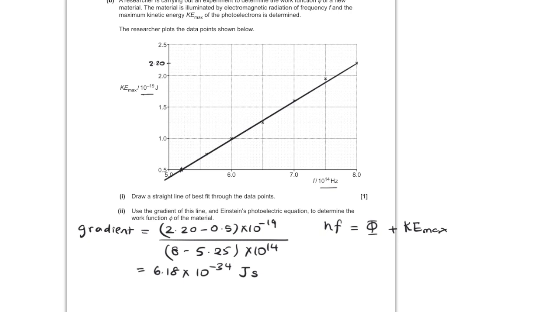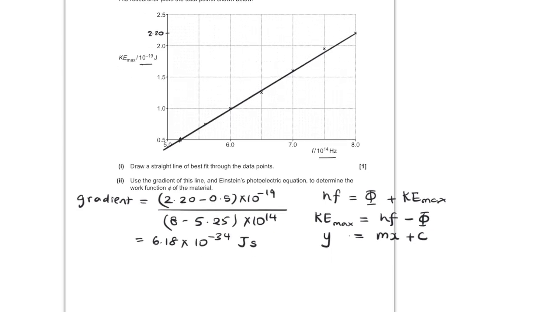So if we rearrange this, we end up getting KE max equals hf minus phi. Now if we compare this with the equation of a straight line, which is y equals mx plus c, we know that the y-intercept is the value of the work function. But we don't quite have that y-intercept and we can't do extrapolation. So how do we work this out? Well, we can simply work this out using a bit of maths. What I'm going to do is work out the value of c, or the y-intercept, by rearranging this equation.